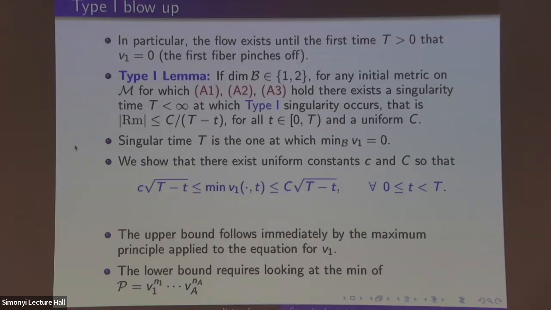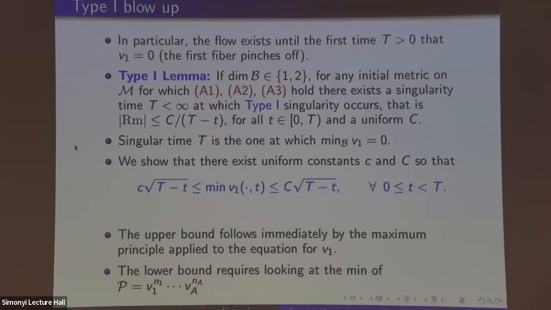This is exactly what we show in this type 1 lemma. We say that if the dimension is 1 or 2, and all our assumptions hold, then we already know there is a singular time capital T, and I claim the singularity which occurs there is always type 1. That means all my flows are actually type 1 flows, so they satisfy these kinds of bounds for the curvature. And this time capital T is exactly the one where the minimum of V1 goes to 0. That's what I was saying: the first fiber pinches off, while the others stay bounded away from 0.